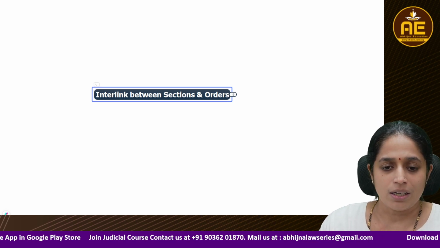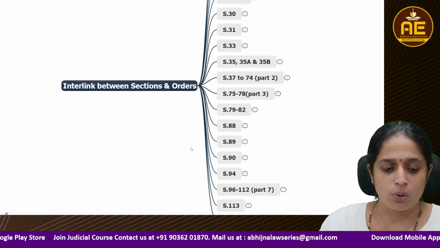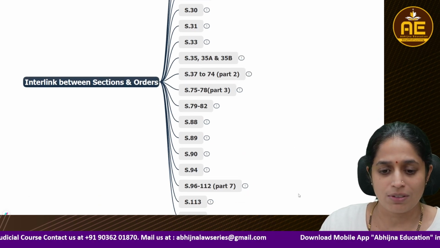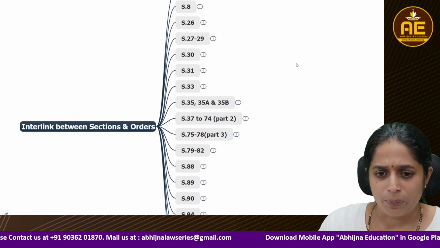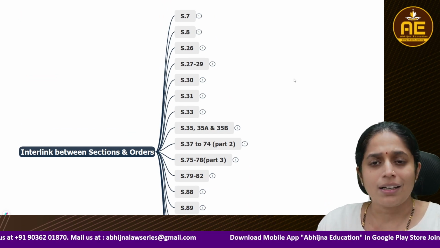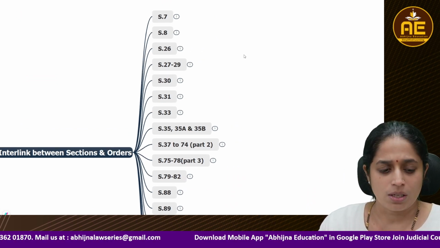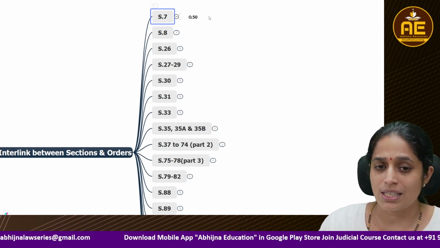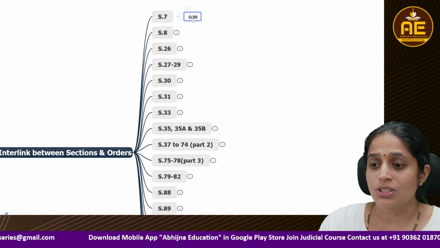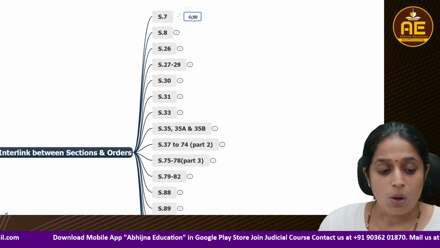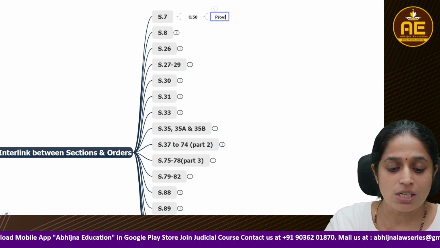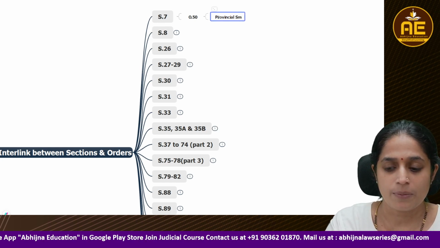In this particular slide, you can see we have these many sections, right from section 7 to section 114. Somewhere they are interconnected with some orders. So let's go one by one. Section 7 is interlinked with order 50. What is order 50? It is regarding provincial small cause courts.